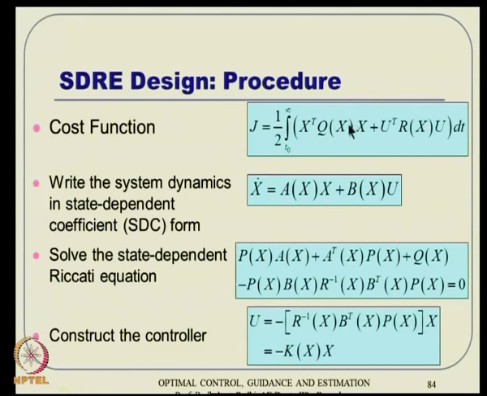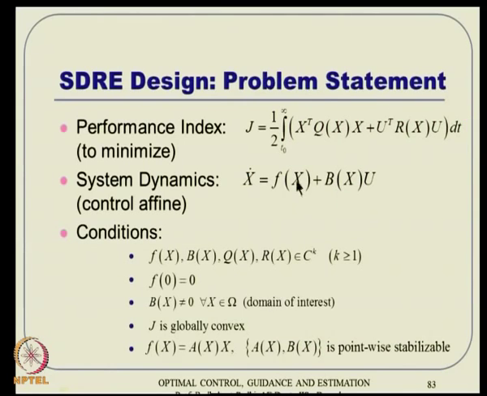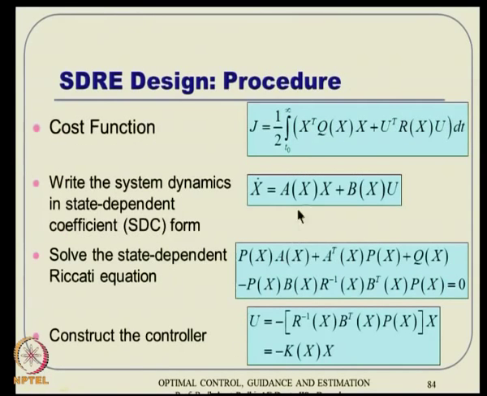If you close your eyes to q of x and r of x for a second, then it feels quadratic. And the system dynamics is written in this so called state dependent coefficient form. That means this f of x is written as A of x times x. So, now it also appears to be linear, not really linear, but appears to be linear. So, now we have a linear looking state equation and a quadratic looking cost function.